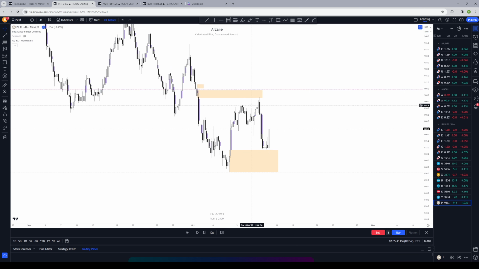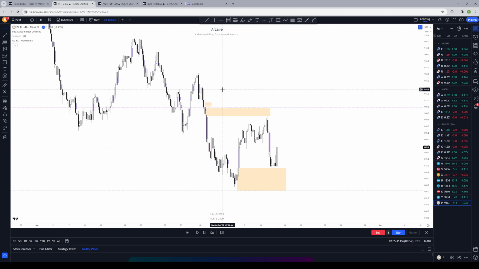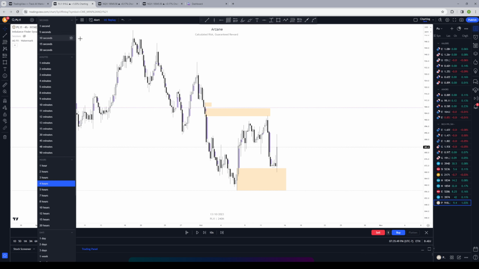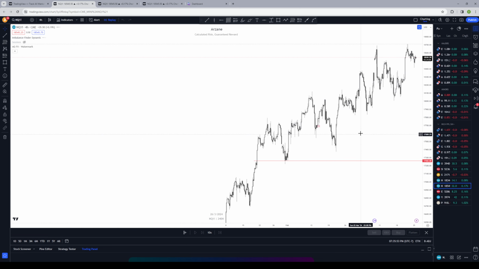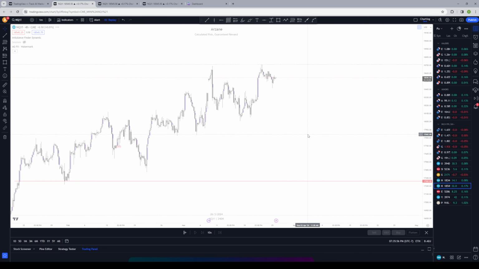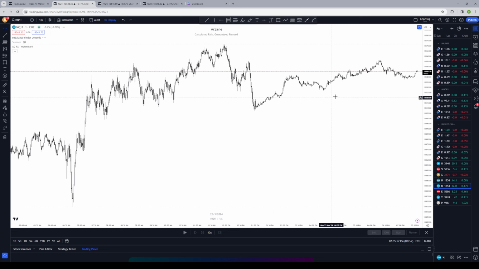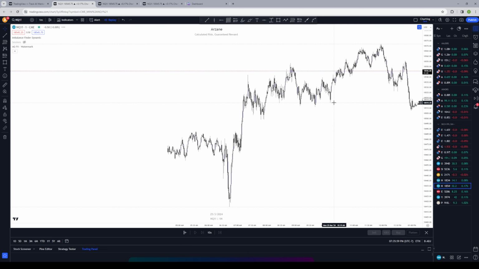So yeah, that's what imbalances are. That's how I pick my zones. I usually use a higher time frame, like a 15-minute, 30-minute, 1-hour, or 4-hour zone on something like the futures, and then trade on the 1 minute and follow that trend from the zone.